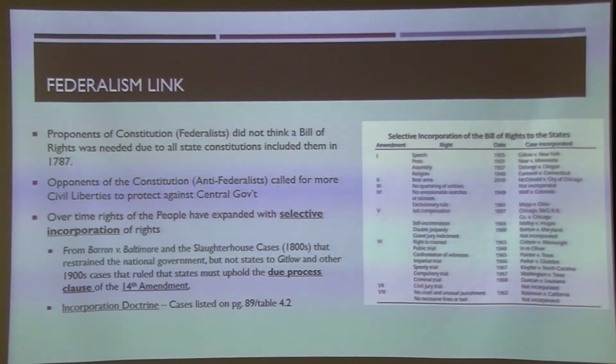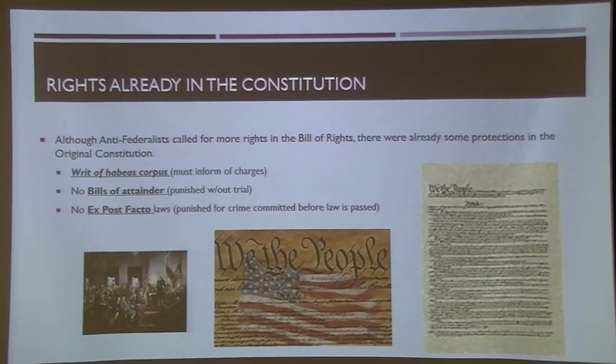In the beginning of our country, where we had our dual federalism, it wasn't that way. There was this separation, and Barron versus Baltimore and the Slaughterhouse cases restrained the power of the national government. But after Gitlow, the 14th Amendment, the Due Process Clause, will have it. There's a table in your book on page 89 that shows a lot of this.